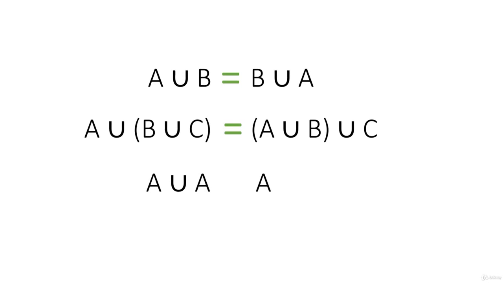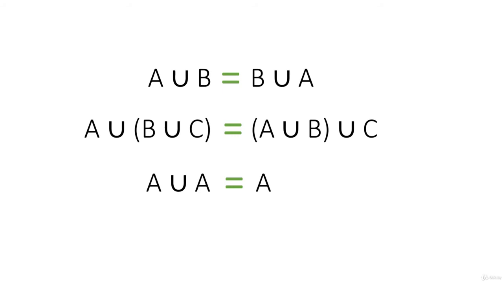And here we unite the set that contains all the elements from A and B with set C. So in both examples, the final set will contain all the elements from A, B, and C, right? Okay, another interesting fact is that A union A is equal to A, right? Because this set contains all the elements from A twice, but since we don't care about how many times an element is in a set, it is the same as A.